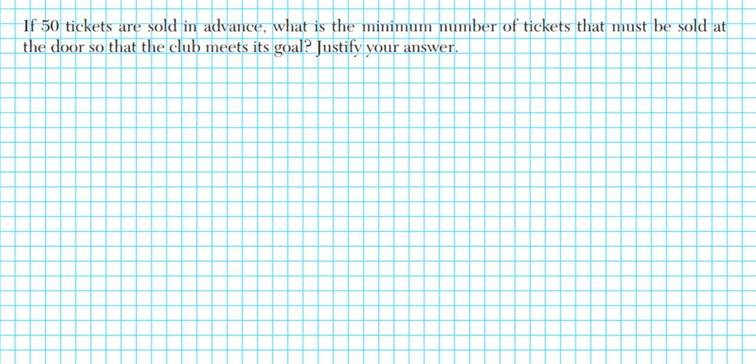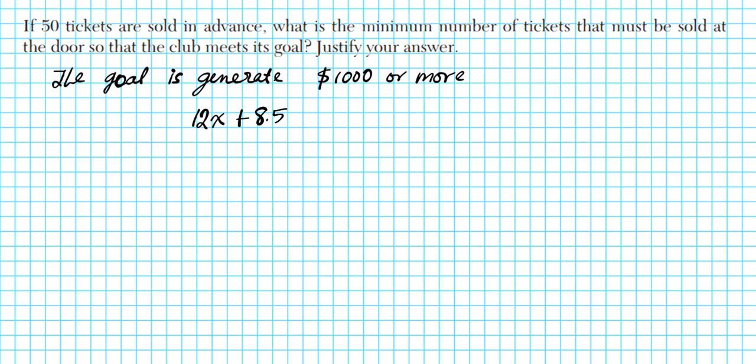Alright, let's look at the B part. It says if 50 tickets are sold in advance, what is the minimum number of tickets that must be sold at the door so that the club meets its goal? Okay, so what's the goal again? The goal, just to refresh our memory, is to generate $1,000 or more. Okay, so we have that inequality, which was 12x plus 8.5y has to be greater than or equal to 1,000.